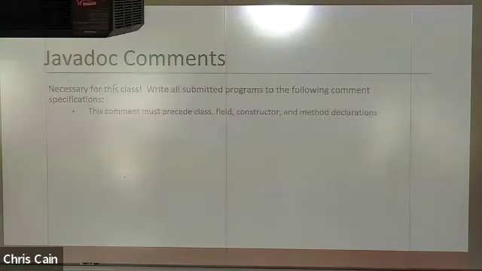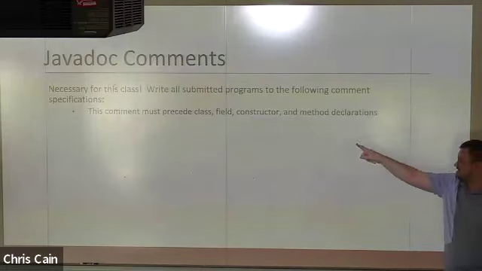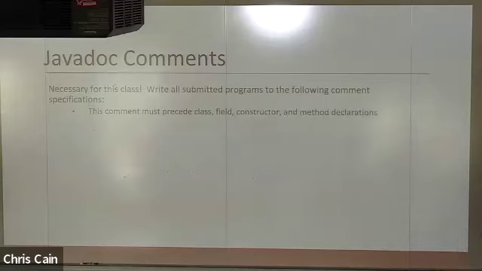So the comment will precede a class. It will precede every field in an object, every constructor method, and every behavior method in that object. So there will be a place before that will have a particular comment and a particular format that will explain some things about the class, the field, the constructor, or the method.